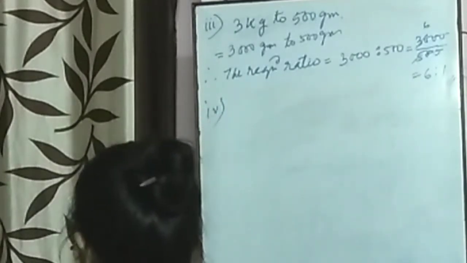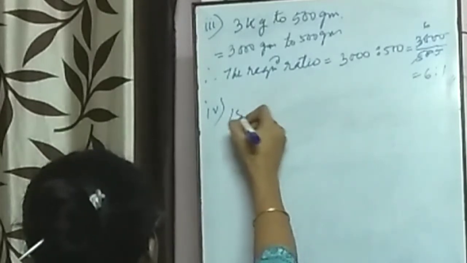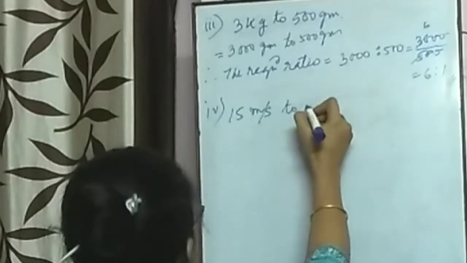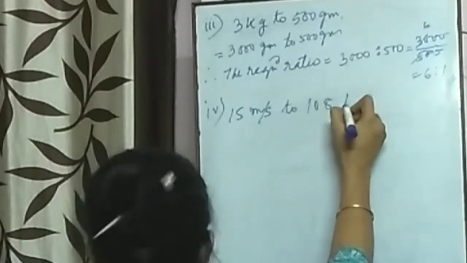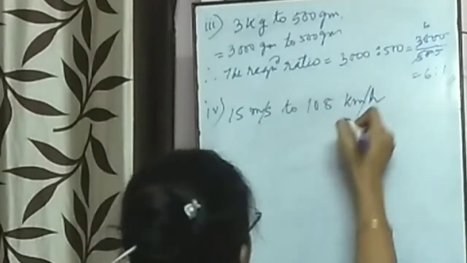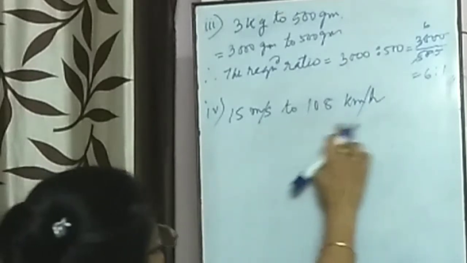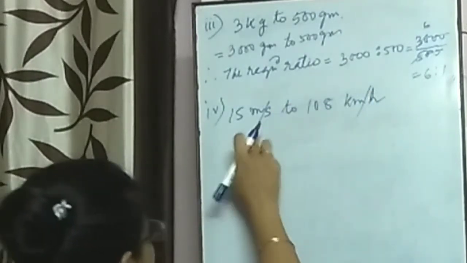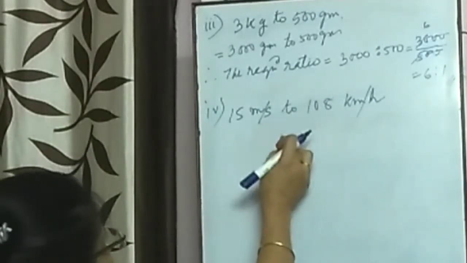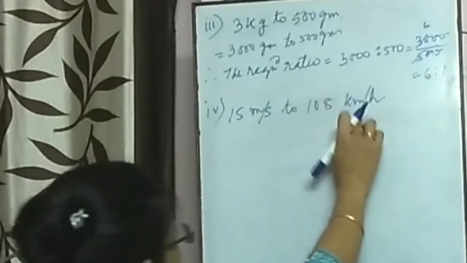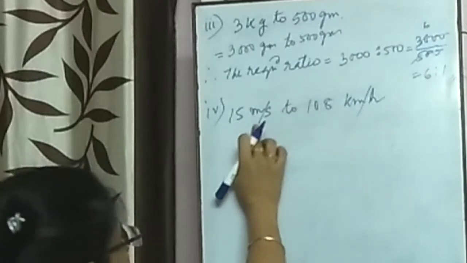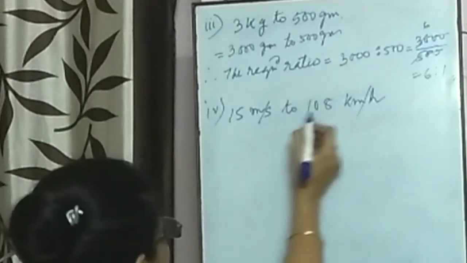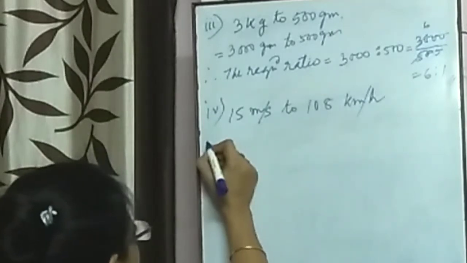Question number 4. 15 meter per second to 108 kilometer per hour. This is kilometer per hour, this is meter per second. So this is a smaller unit, this is a bigger unit. This bigger unit we will convert into the smaller unit. So we need some more calculation. This calculation you show first.